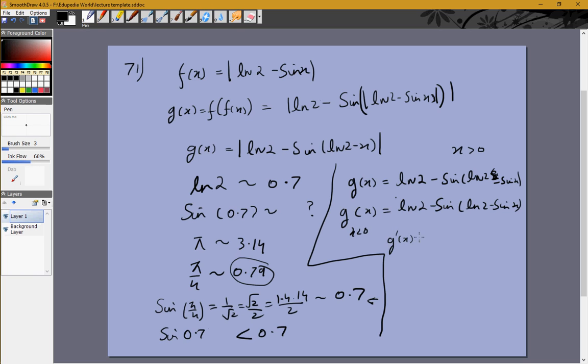g dash of x is equal to minus cos of ln2 minus sin x, multiplied by minus cos x. So minus and minus cancel. What we get is cos x times cos of ln2 minus sin x. And for x equal to 0, cos x is 1, we simply get cos of ln2, because sin x is 0. So the answer to this question, g dash 0, is cos of ln2, which means the answer is option 2.